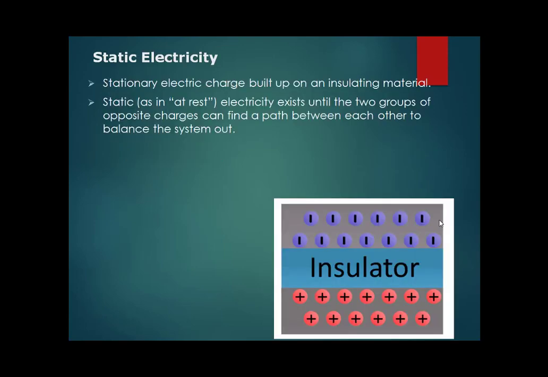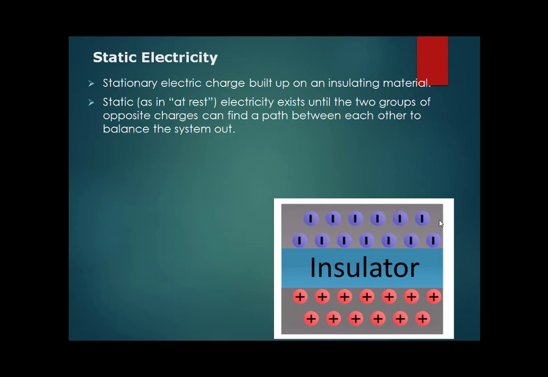First we will discuss static electricity. These are stationary charges, like electric charge built up on an insulating material. In insulating materials the charges are at rest, and their outermost orbit, the valence orbit, contains 8 electrons. It means the outer orbit is complete, and there is no need for escape or addition of electrons. So the electrons are at rest. Static means that electrons are at rest.